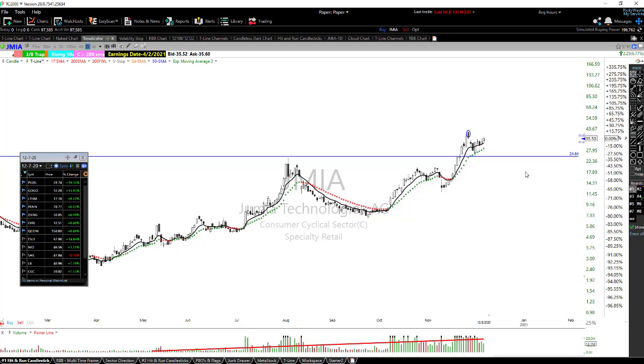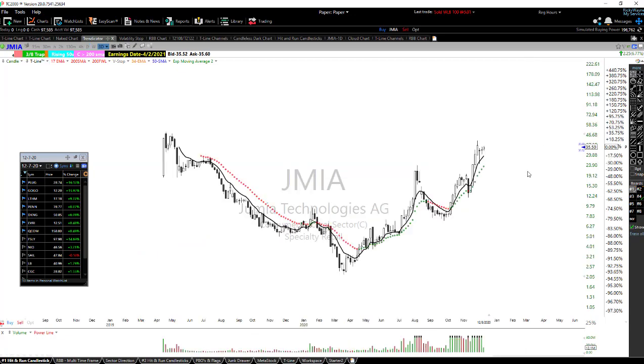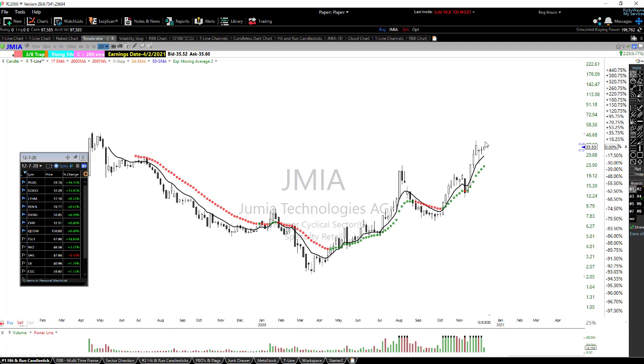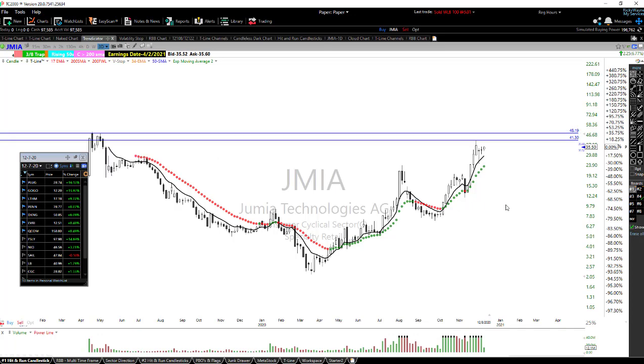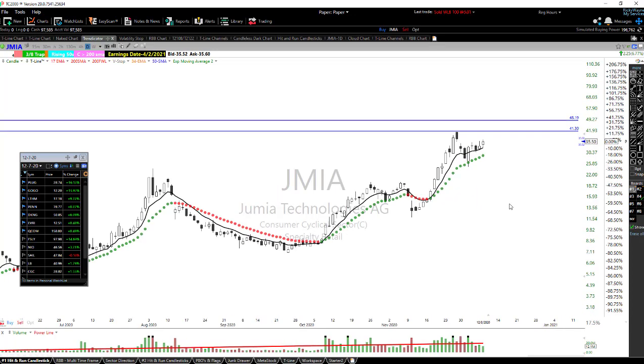I'm gonna get rid of all that. There we go. And let's go to a three bar chart. I'm only going to a three bar chart so I can see everything over here, everything over on the left. Let's put a line up right here, and let's put a line here. That's the top, okay? Now let's go back to the daily chart.